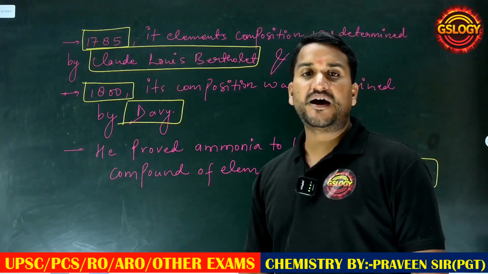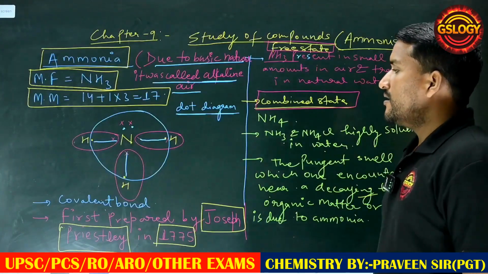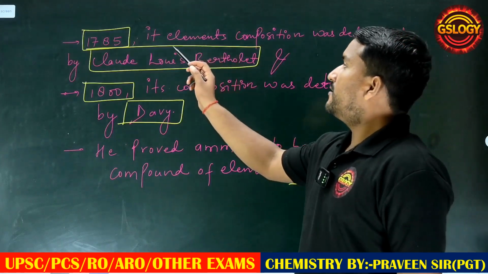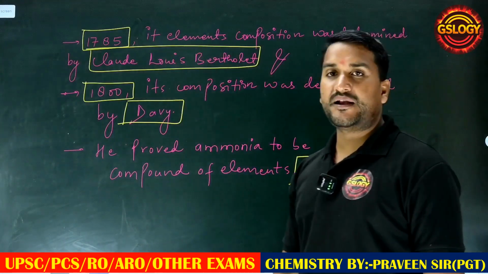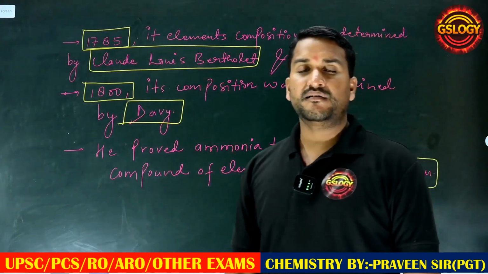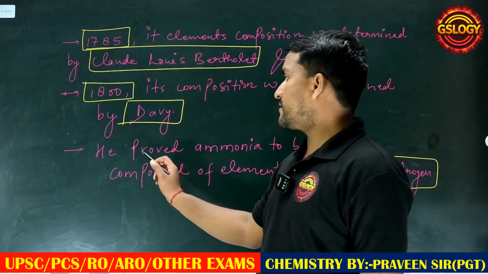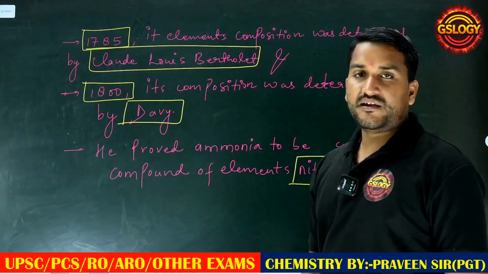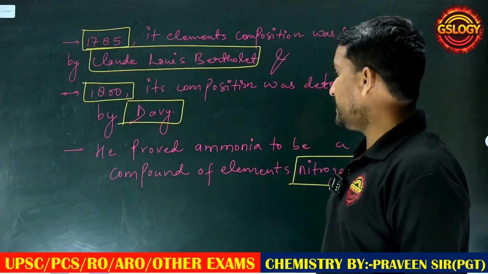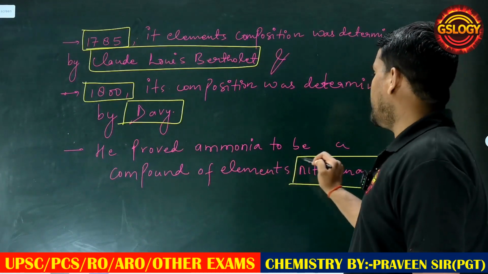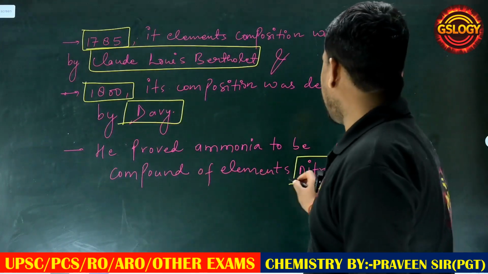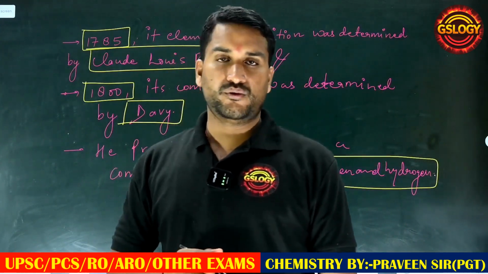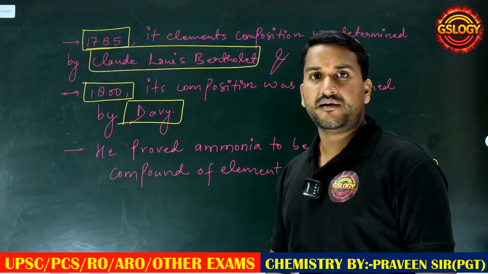It was first prepared by Joseph Priestley in 1775, its elemental composition was determined by Berthollet in 1785, and its structure and composition were determined by Davy in 1800. Clear everyone? And he also proved that ammonia is a compound of the elements nitrogen and hydrogen. You know very well, the ammonia molecule is made up of nitrogen and hydrogen.